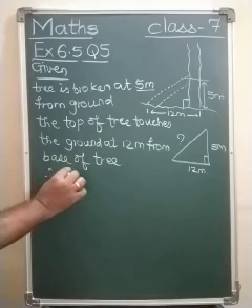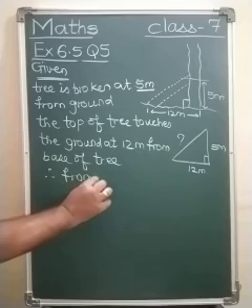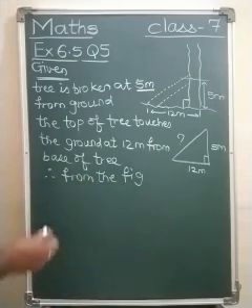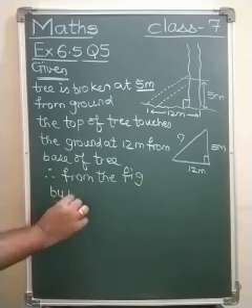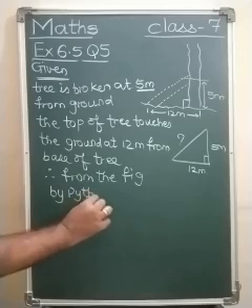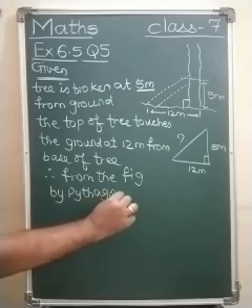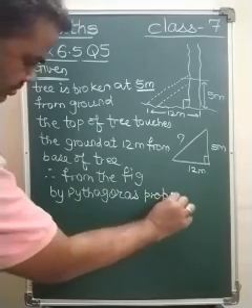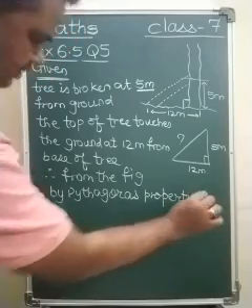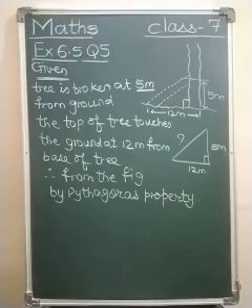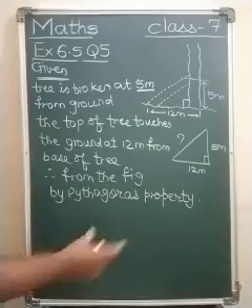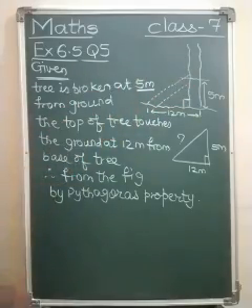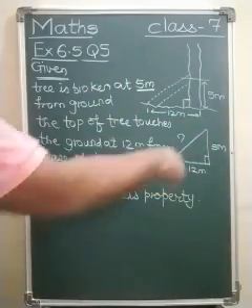Therefore, from the figure, by Pythagoras property, this much part we have to find, that is the length of the broken part. What is the length of the broken part? This is nothing but the hypotenuse.